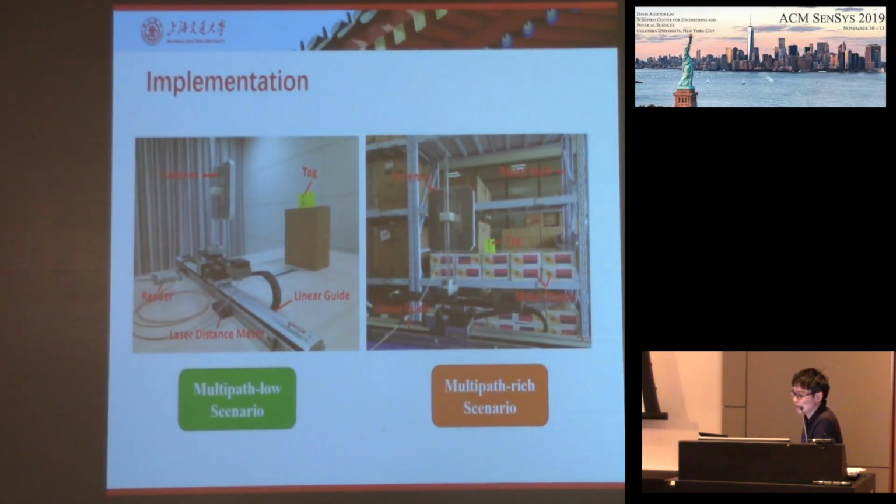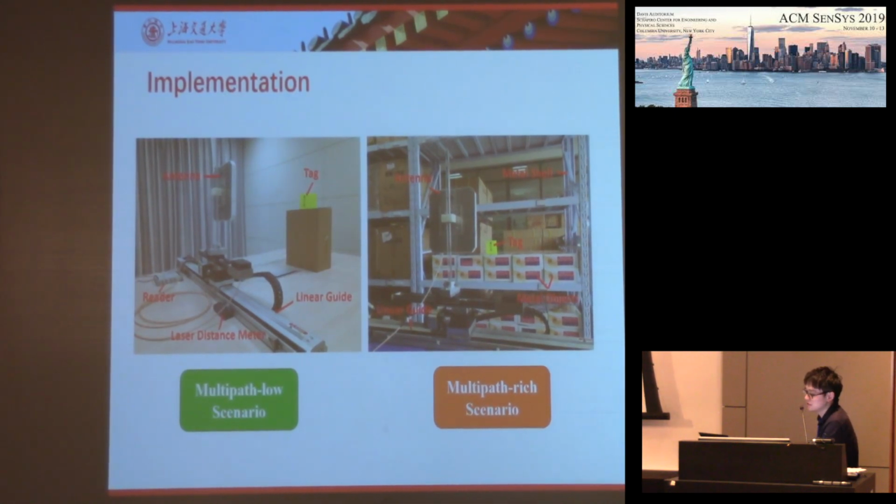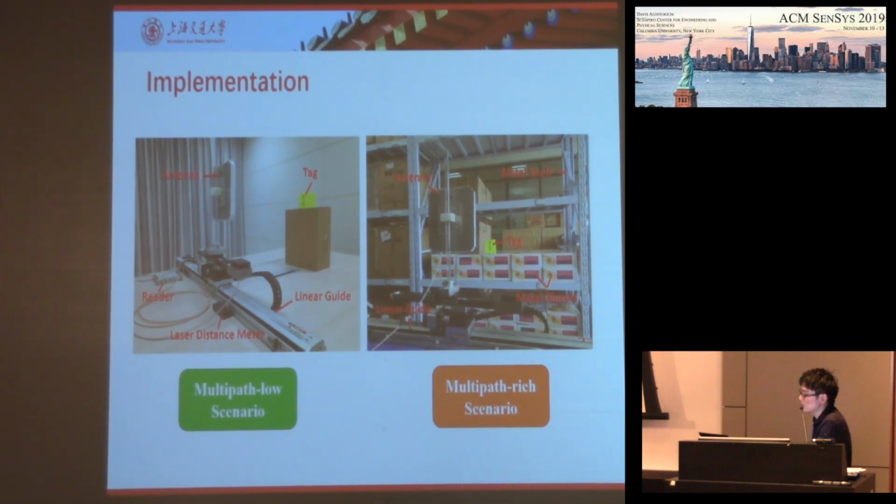We implement a prototype of FaHo using custom RFID devices and conduct lots of experiments in 2 different environments, a Multipath-low scenario and the Multipath-rich scenario. In the Multipath-rich scenario, the experiment is conducted in warehouses where there are many metal objects, which can introduce multipath effects.